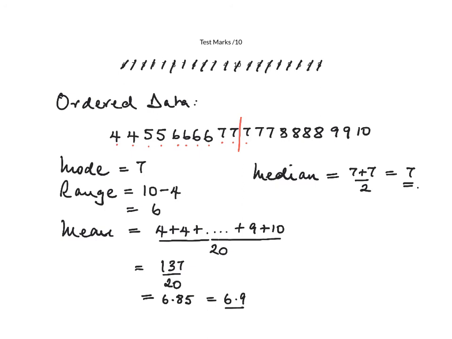If we want to check that we have the middle value, what we can do is count the number of data above our middle value. So we've got 1, 2, 3, 4, 5, 6, 7, 8, 9, 10, and below 1, 2, 3, 4, 5, 6, 7, 8, 9, 10. So this value here is definitely the median.